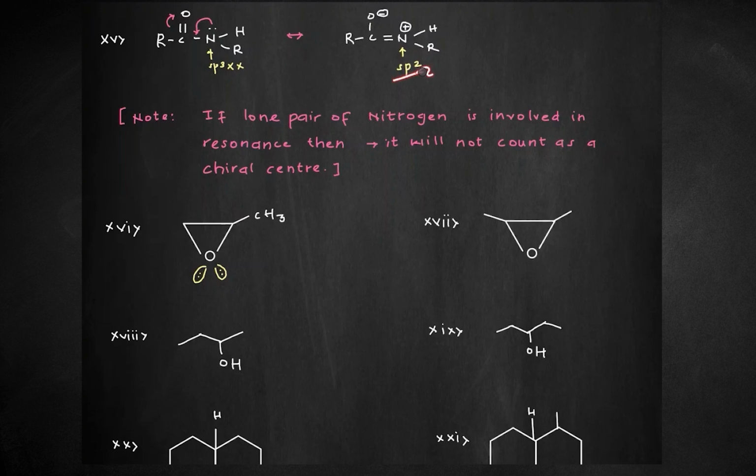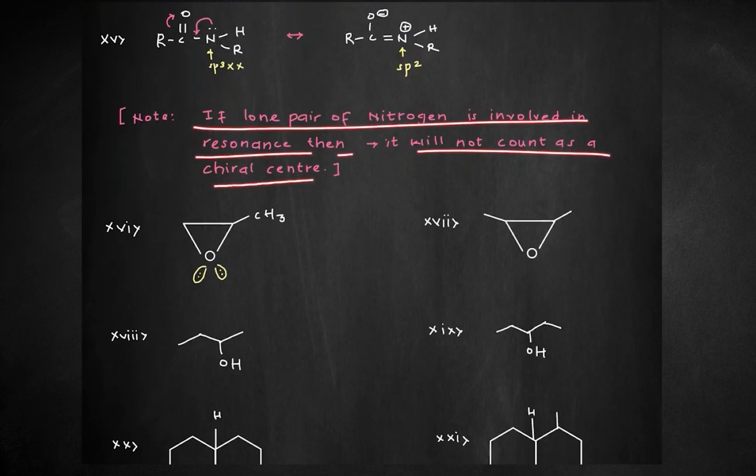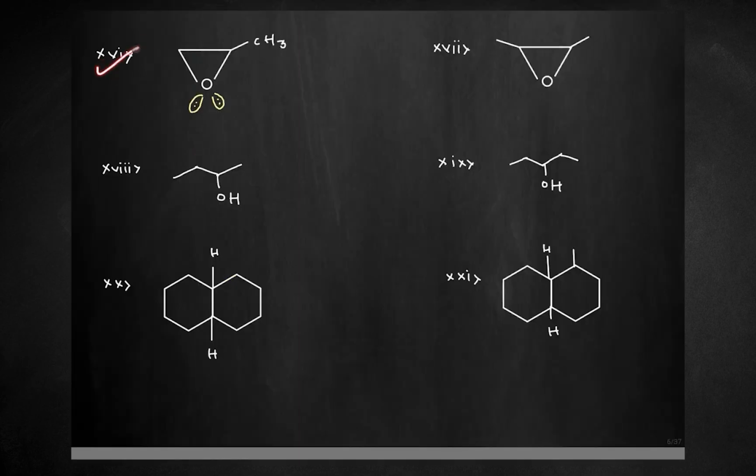And we know that if any atom has sp2 or sp hybridization, it will never be a chiral center. So the number of chiral centers in this molecule will be 0. So this is a very important question. Okay, so if the lone pair of the nitrogen is involved in the resonance, then it will not count as the chiral center. Okay, now look at this particular question, how to solve this.